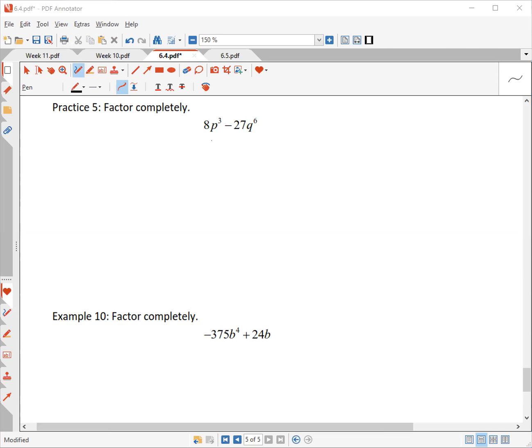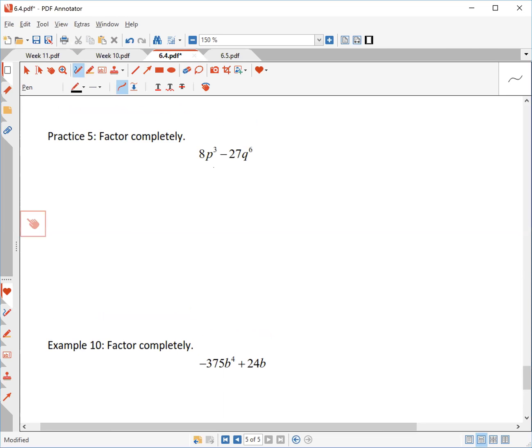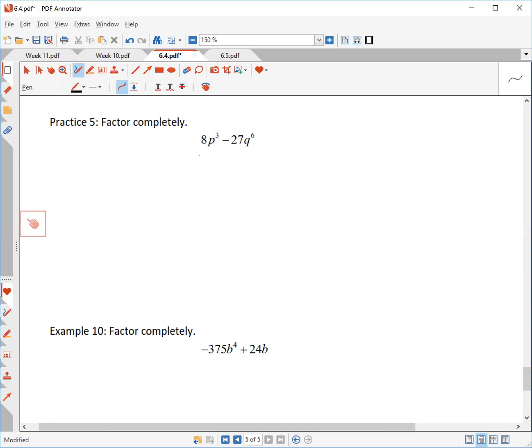Okay, so you recover your two pieces. 8p cubed comes from a 2p, and 27q to the 6th comes from a 3q squared. So we've recovered them. We put them in their slots, 2p, 3q squared. Then we square the 2p. We take the product of the 2p and the 3q squared, and then we square the 3q squared.